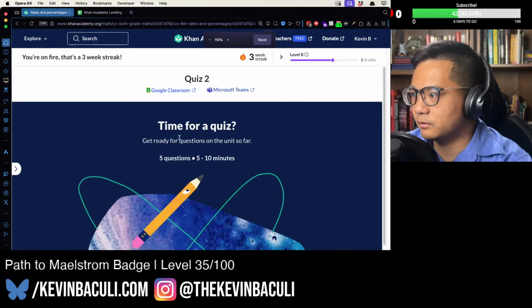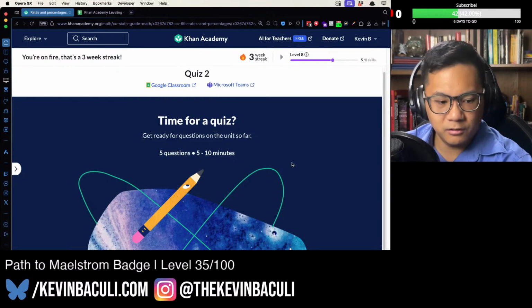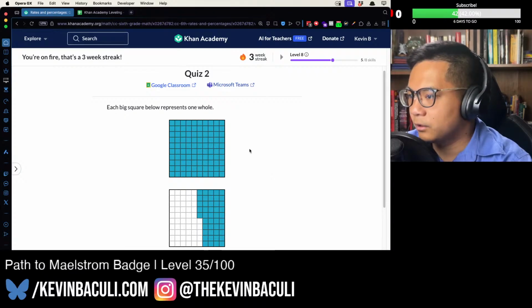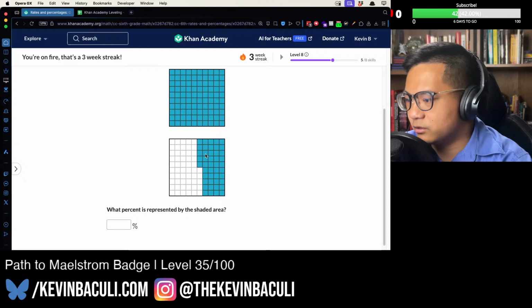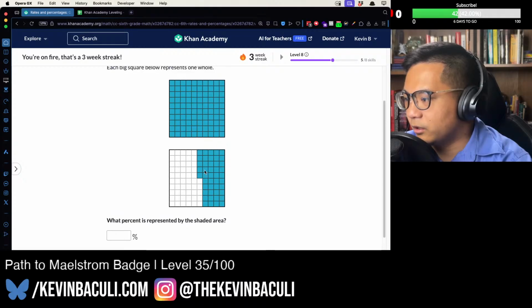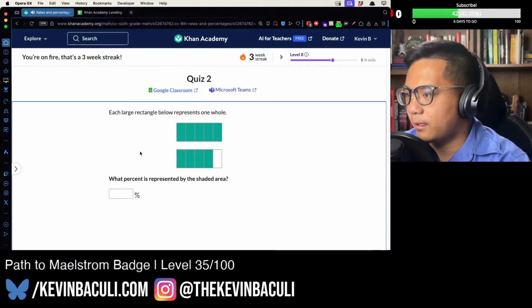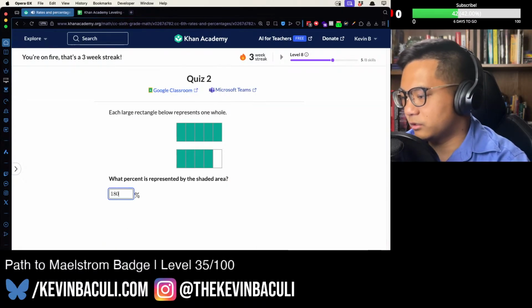So we just wait. There we go, that's better. Each big square represents one hole. What percent is represented by the shaded area? 145%. 180.